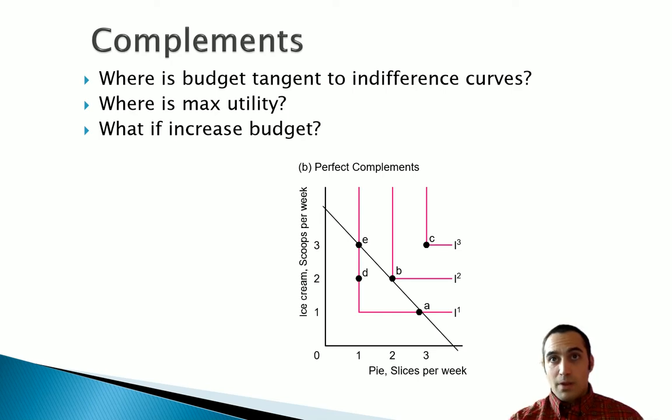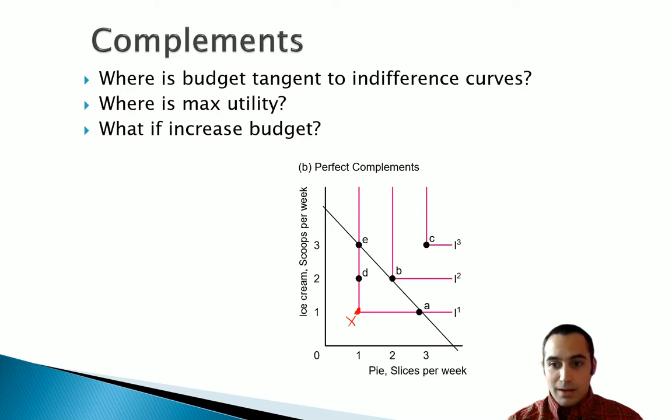You'll note, however, that if I move from D to E, I'm on the same indifference curve. Therefore, what must be true about points D and E? That's right, they're indifferent. So although E spends more money than D, it doesn't make me any better off. In fact, there's an unlabeled point, let's call this X, which costs less than E, D, and A, but gives me the same amount of utility.